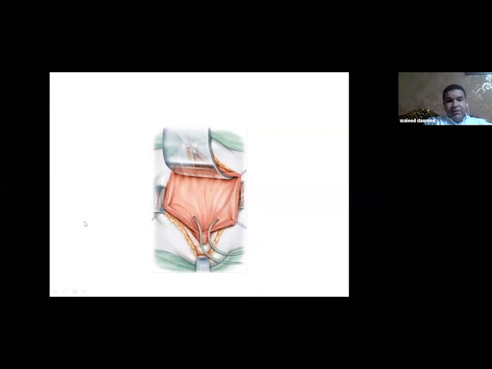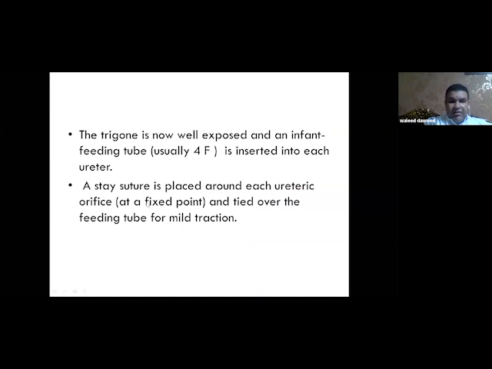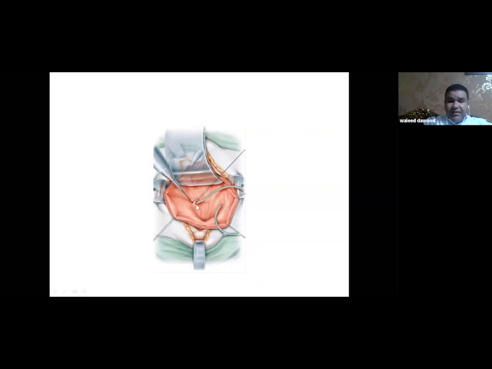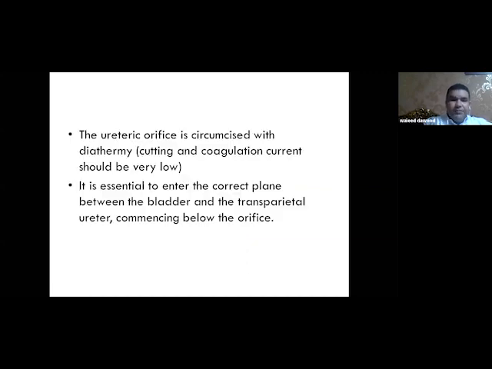I cannulate the ureters with a 4 French catheter, and a stay suture is placed around each ureteric orifice at a fixed point. You should choose a fixed point, either inferior or medial, to help you in orientation after ureteral dissection and to prevent torsion of the ureter. I will start by circumcising the ureteral orifice with very low current coagulation or cutting by Cerny, and start by scissors to dissect the muscle fibers attaching the ureter to the bladder.